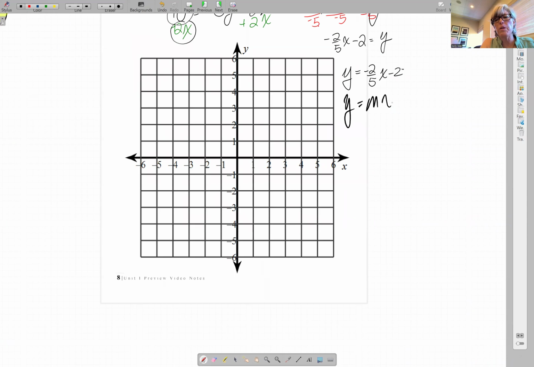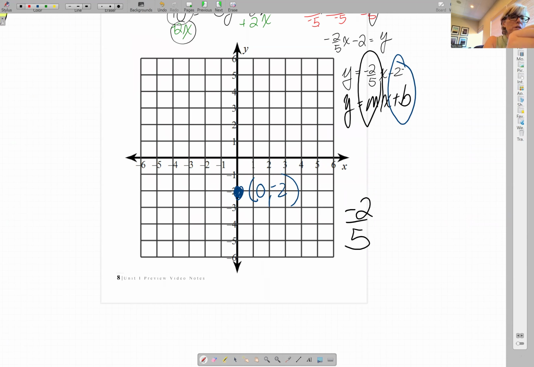Y equals mx plus b. Now we're going to graph. Circle the b. That's my y-intercept. I circle slope, and my slope is going to be negative 2/5. So I know right off the bat, my line must go down from left to right.